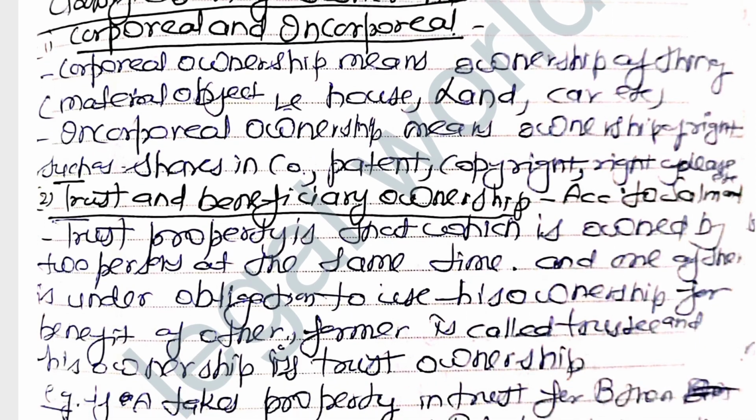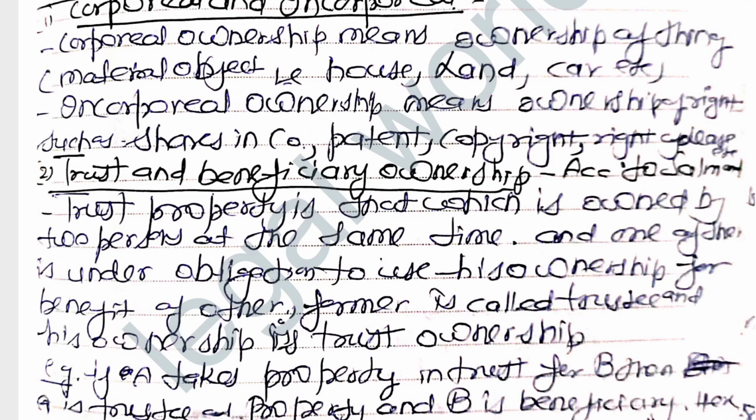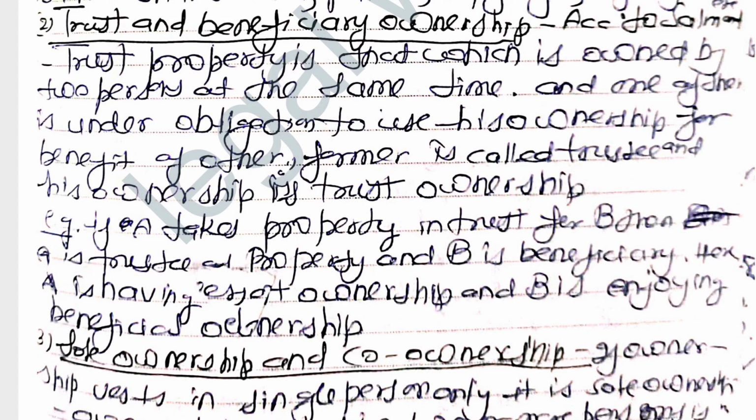The next type of classification is on the basis of trust and beneficiary ownership. According to Salmon, trust ownership is that which is owned by two persons at the same time, and one of them is under an obligation to use his ownership for the benefit of the other. The former is called the trustee and his ownership is the trust ownership. For example, if A takes property in trust for B, then A is the trustee of the property and B is the beneficiary. Hence, A is having the ownership and B is enjoying the beneficial ownership.